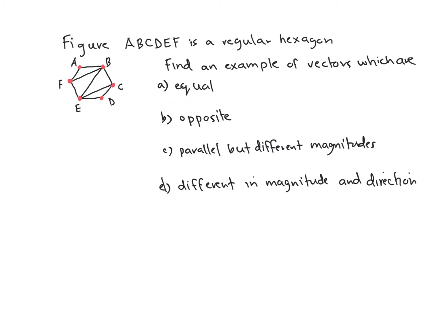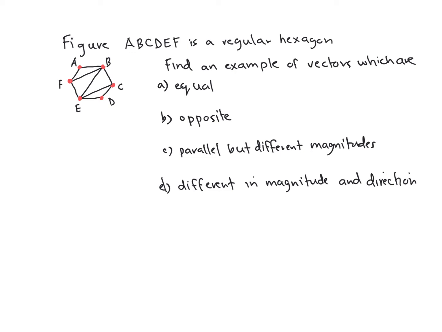So here I have figure A, B, C, D, E, F. It is a regular hexagon, meaning that all the sides are the same length. So A to B is the same length as B to C, is the same length as C to D, and so on. So I want to write an example of vectors which are equal. So remember, if they're equal, they have to go in the same direction, and they have to be equal in length or magnitude. There's lots of options here. There's more than one answer.